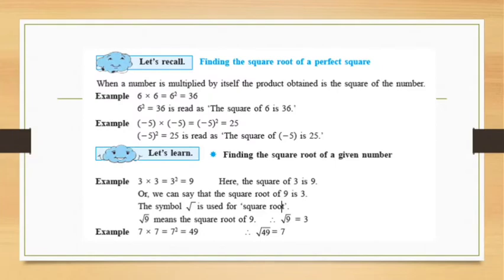Students, it is very easy to find out the square. What means a square? A square means simply multiplying the same number to itself. For example, if I take 6, what is the square of 6? When 6 is multiplied by itself, 6 multiplied by 6 gives you 36. So the square of 6 is 36.